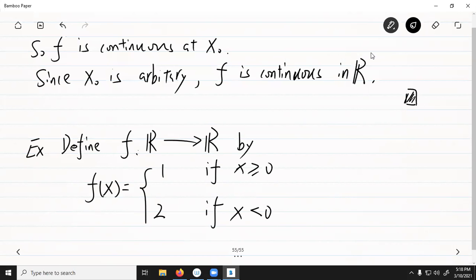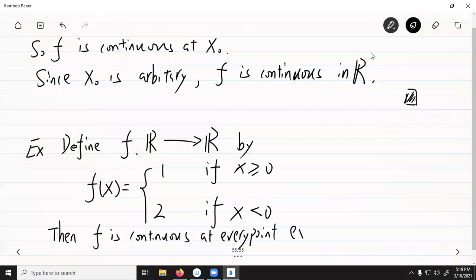Then we want to show that f is continuous at every point except 0. So it's continuous everywhere except 0. This is the thing we want to show.